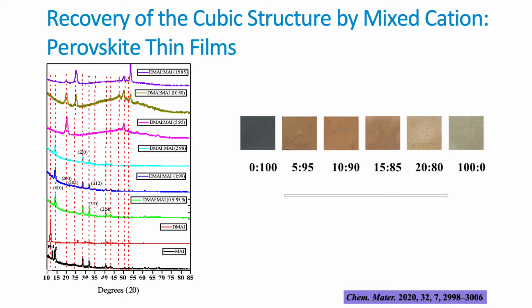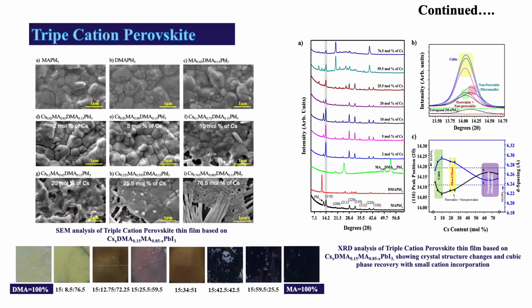So to have more dimethyl ammonium, what we did, we added the smaller cation, which is cesium, into the double cation perovskite. We prepare the solution and deposit thin film using the spin coating technique. We notice that up to 10% of the cesium cation, the structure is a cubic structure, which is the most stable one.